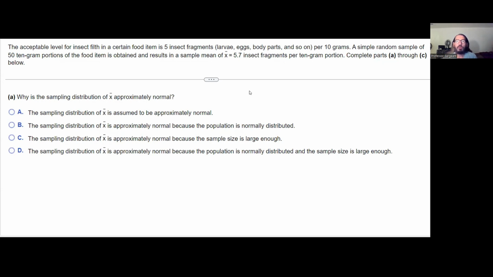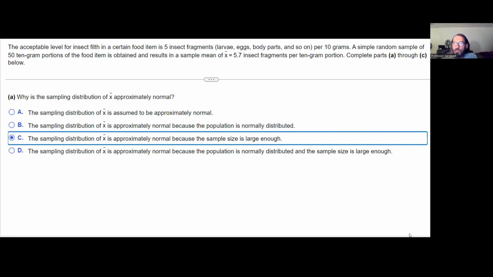We have a simple random sample of 50. They did not tell us that the population distribution was normal, but we have 50, which is greater than or equal to 30, so the sample size is large enough.